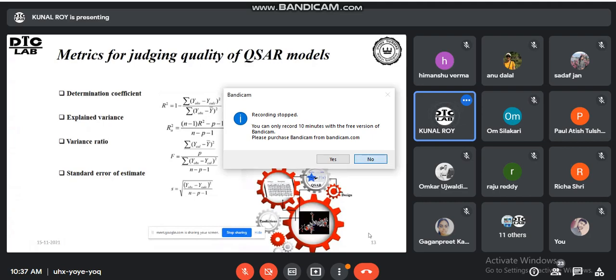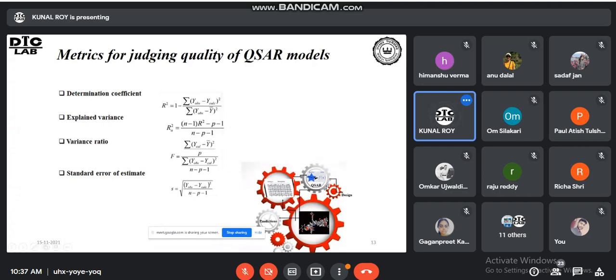and that we find out using different metrics like the determination coefficient. Now, when we have a set of data and we are using a statistical fitting method for model generation, we will be able to calculate the predicted or calculated values.